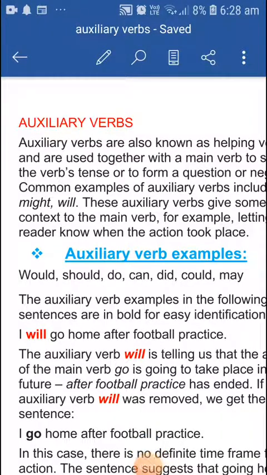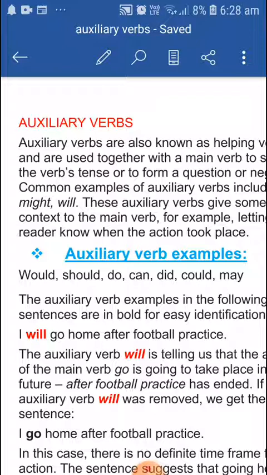Hello children. In the last session we had learned about verbs and types of verbs. We had learned about transitive and intransitive verbs. Let us continue with the other kind of verbs, that are auxiliary verbs.